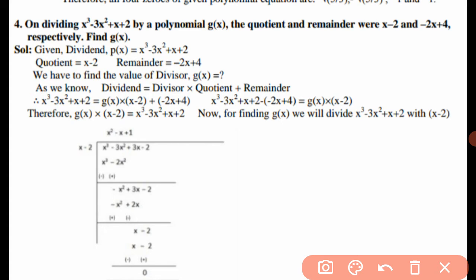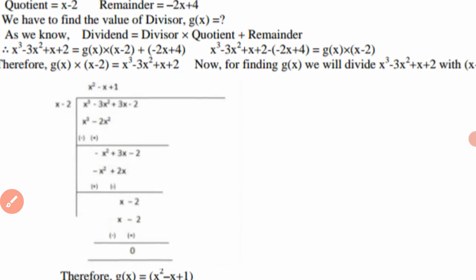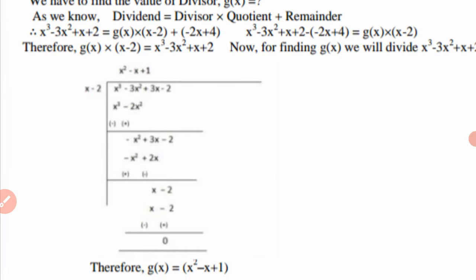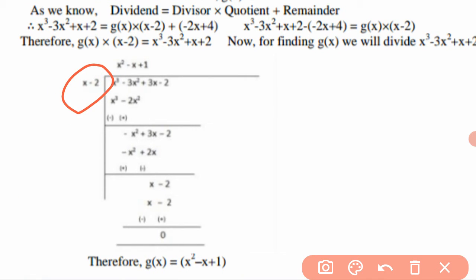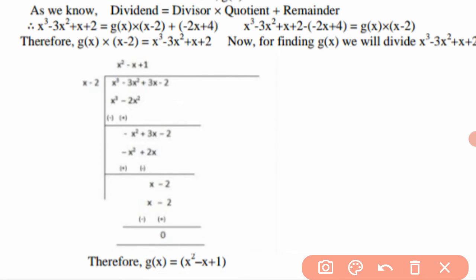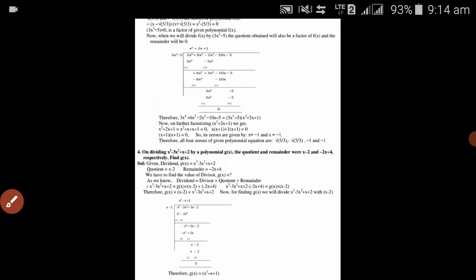Now putting in the values, here this is dividend, this is divisor, this is quotient and this is remainder. So by solving it we will find that gx into x minus 2 equals x cube minus 3x square plus x plus 2. So here gx will be found by dividing by this. Now by dividing it, the remainder will be 0. So x cube minus 3x square plus 3x minus 2 is divisible by x minus 2, and the quotient will be x square minus x plus 1. So we can say that gx will be x square minus x plus 1. So this is the answer. In this way you have to do this question.